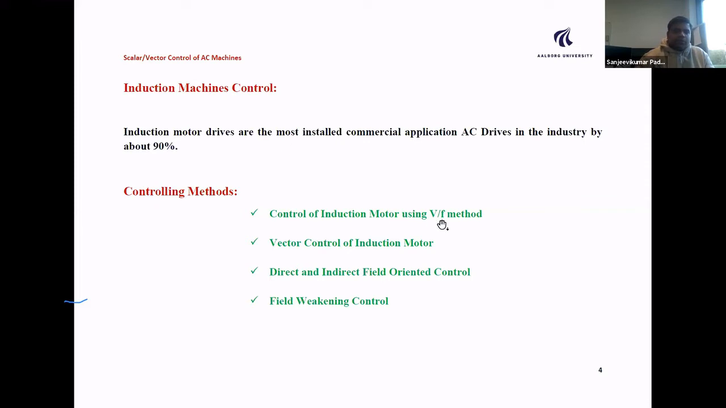So what are the possibilities? The control of induction motor using the V/F control method is possible. Vector control is possible. Direct and indirect vector control is possible, and field weakening control. So these are the different strategies we can adapt for an induction motor.